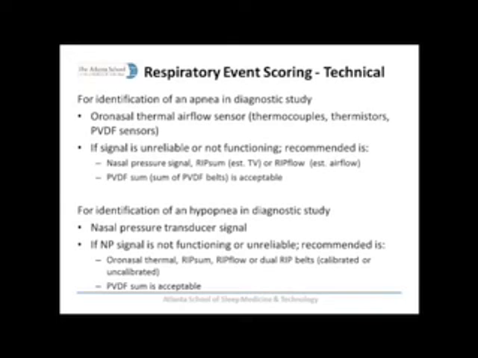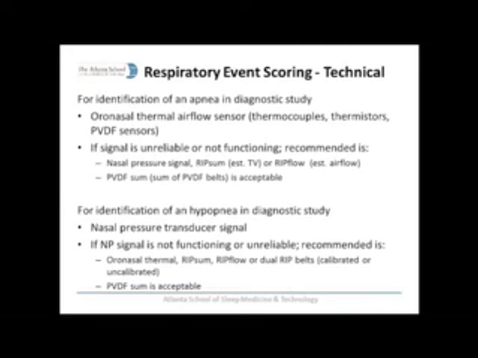Okay, so let's look at the respiratory event scoring from the technical standpoint and recommendations. Here the Academy is stressing the recommended sensors in different situations and alternatives. For identification of an apnea in a diagnostic study, recommended is an oral nasal thermal airflow sensor, which could be a thermocouple, thermistor, or polyvinylidene fluoride sensor.